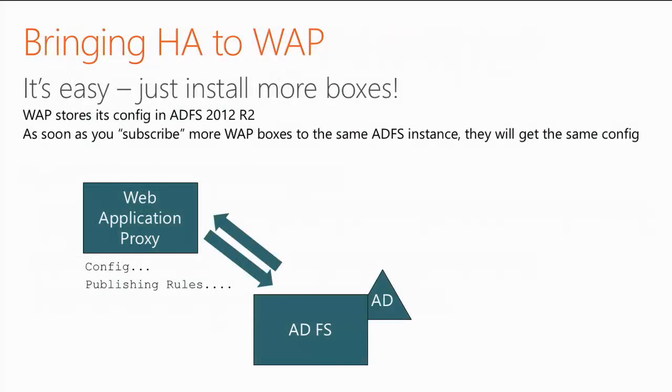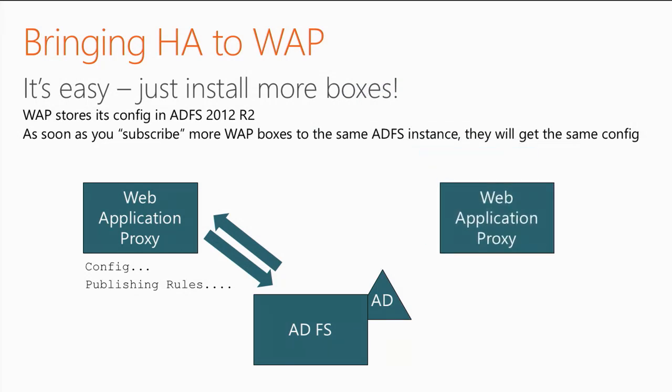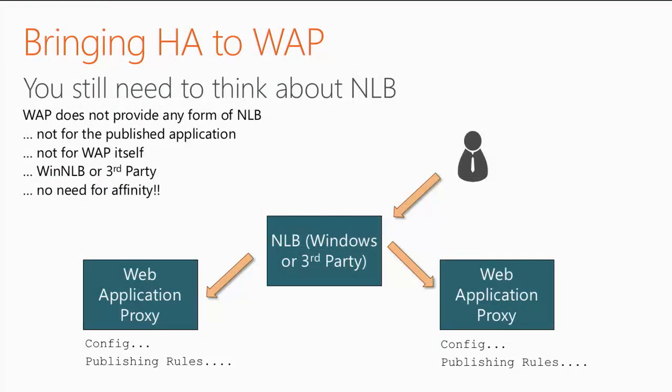All right, bringing HA to WAP. It's easy. Well, nothing's easy in life, is it? So bring up new web application proxies. We already talked about that. We're just going to share the same configuration, so we're just going to suck out the configuration of the ADFS box in the backend and be done with it. Well, that's cool from an implementation perspective, but that's not cool from a user accessing perspective, is it?